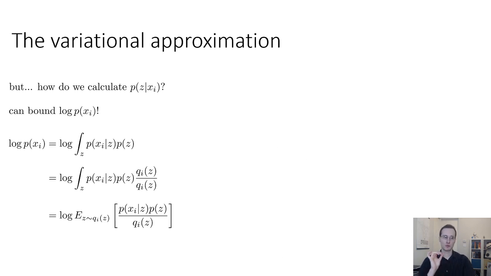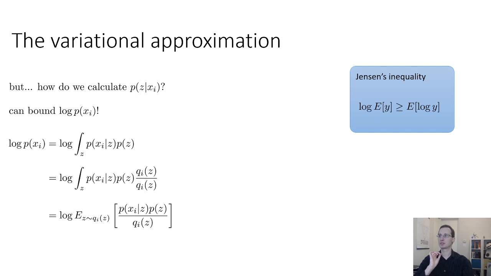And now we're going to apply a mathematical identity that is at the core of the variational approximation, which is Jensen's inequality. Jensen's inequality allows us to bound any concave function of an expectation below by the expectation of that concave function. If that doesn't make sense to you, don't worry about it.